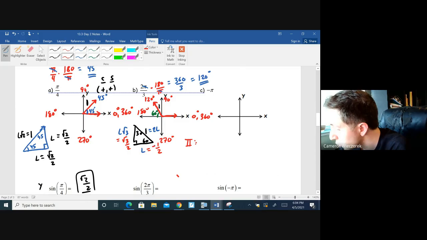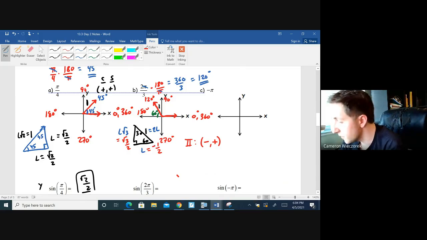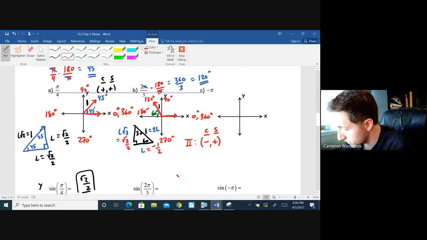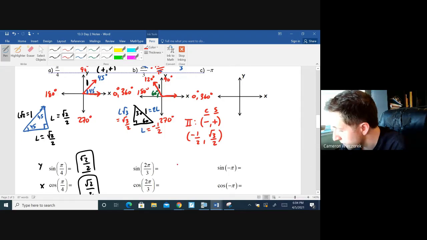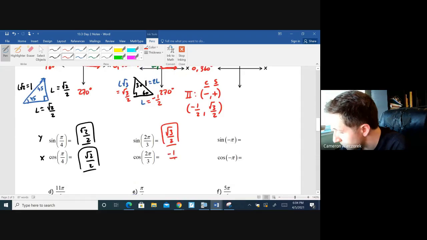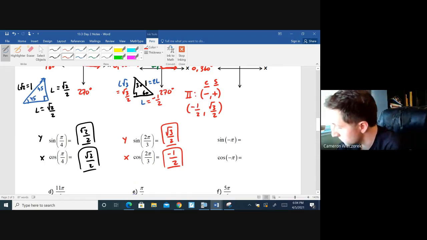Where am I getting my negatives and positives? Because I'm in quadrant 2, any ordered pair there is going to have a negative x value and a positive y value. So cosine should be negative, sine should be positive. So my ordered pair there is negative 1/2 comma rad 3 over 2. So the sine of 2 pi over 3 would be rad 3 over 2. The cosine would be negative 1/2. Cosine is x, sine is y.